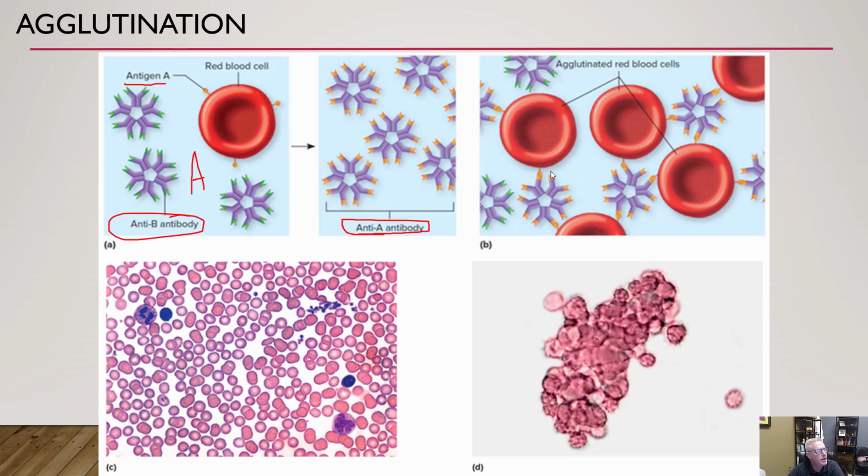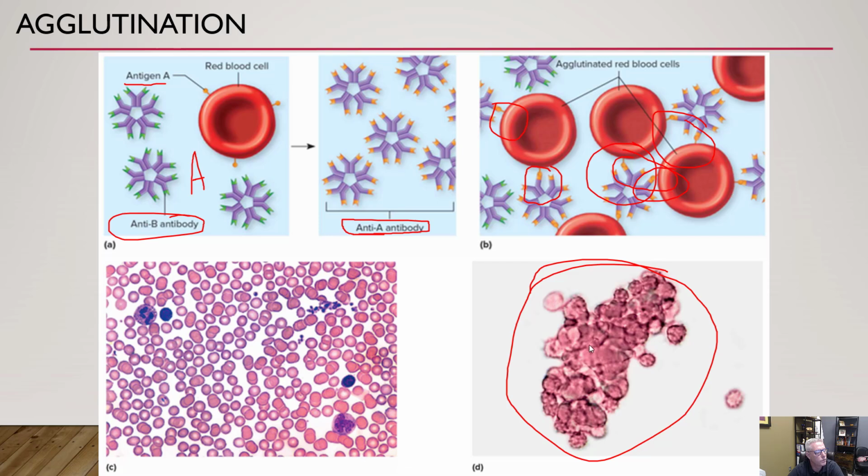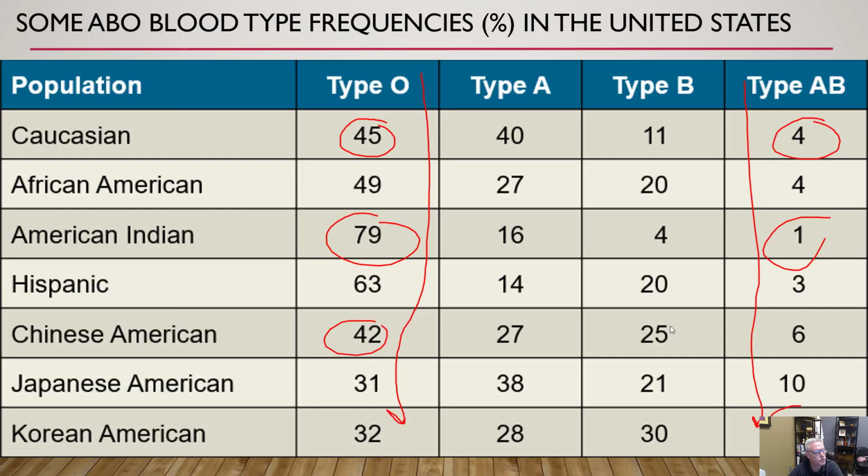And you can see how now we have this reaction where the red blood cells are hooking up together, and the anti-A antibody is linking up with this antigen to clump up these red blood cells. That's called agglutination. So that's your transfusion reaction.